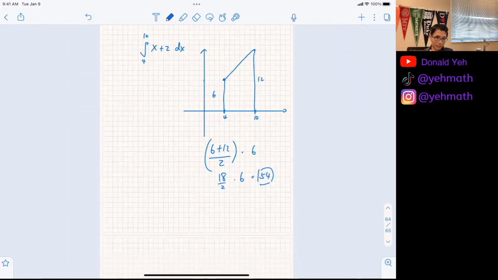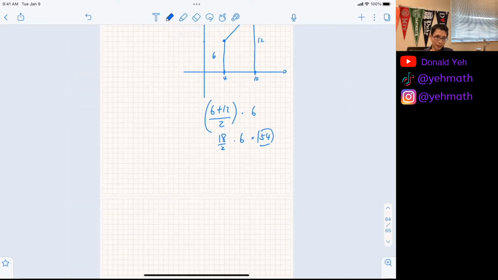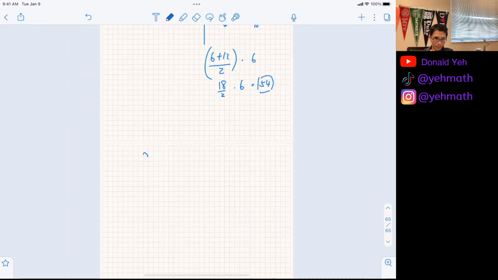Okay? I'm gonna get more challenging. Integration of the absolute value of x minus 2, dx, between -2 to 4. This one is actually faster with geometry than arithmetic. Arithmetic is actually going to take longer to evaluate.